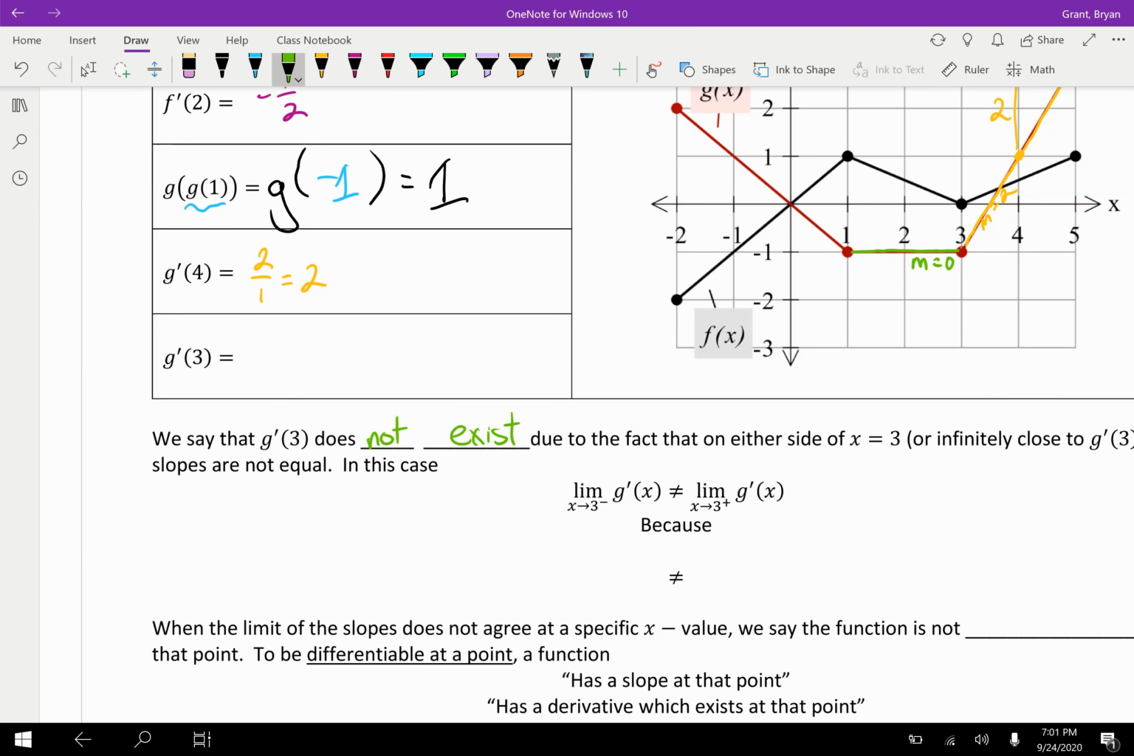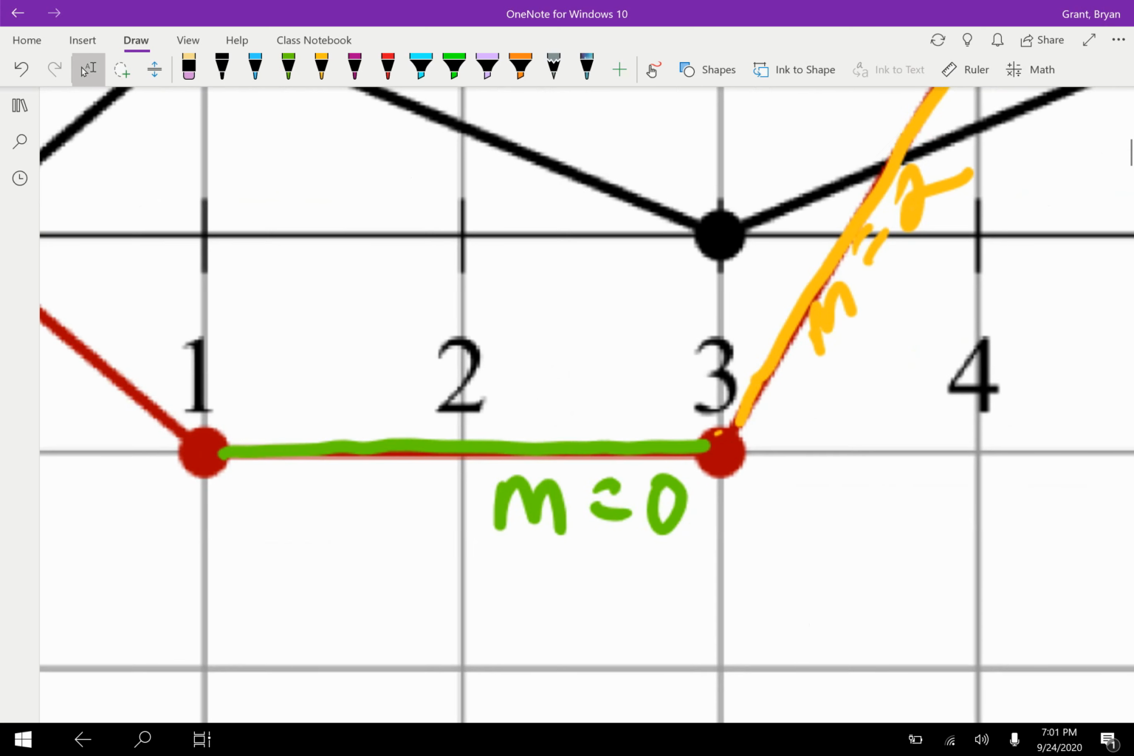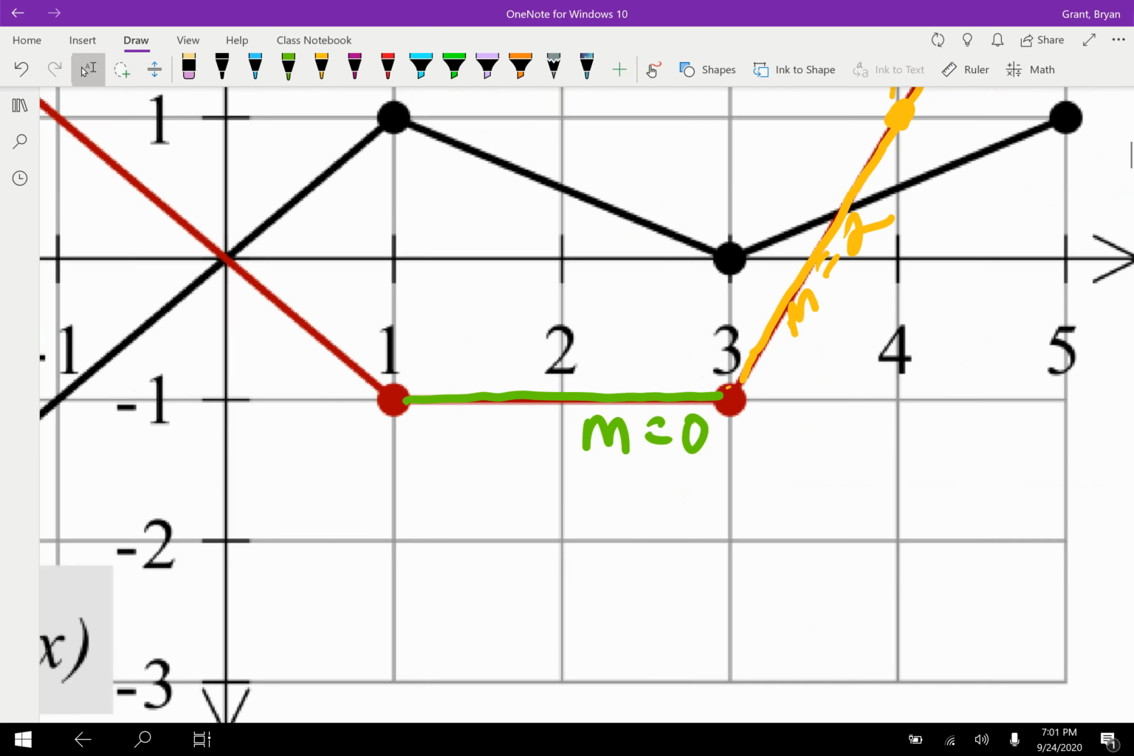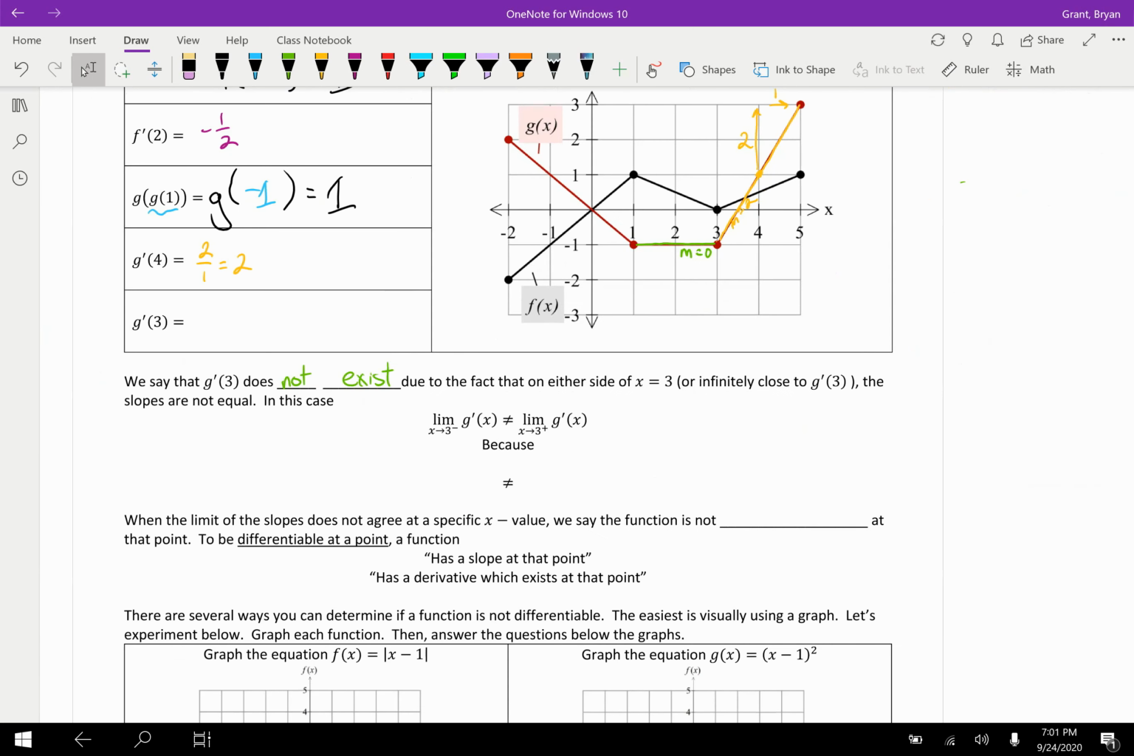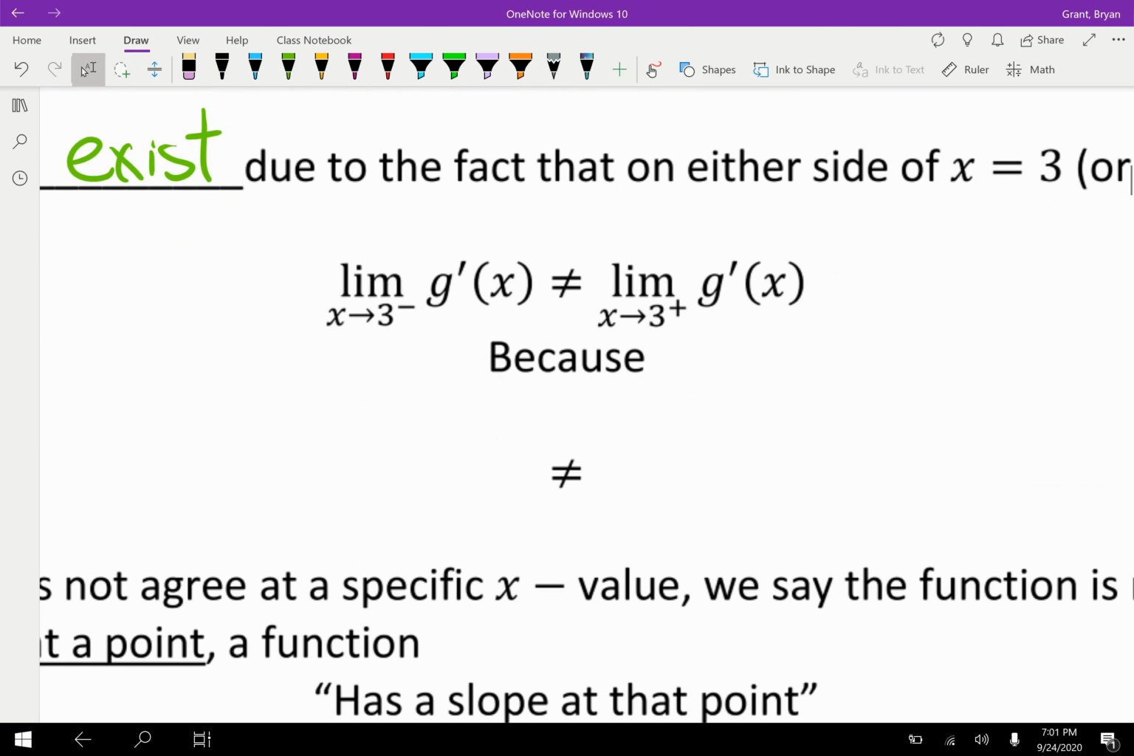And that's due to the fact that on either side of that point, or even infinitely close to that point, there are two very different slopes. The slopes never end up agreeing. And in fact, we can even, of course, bring this back to limits. This is why it's a nice 1-2 lesson to end with. Tomorrow I'll do some limits as well.